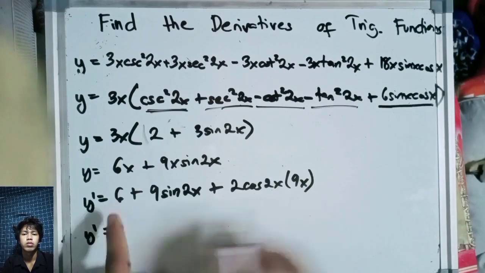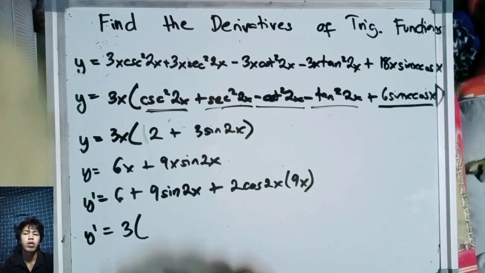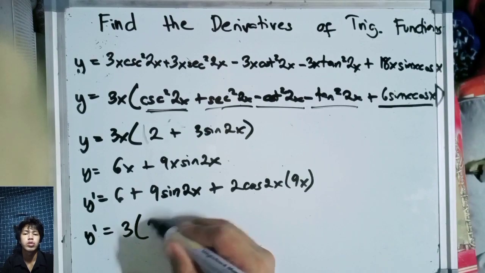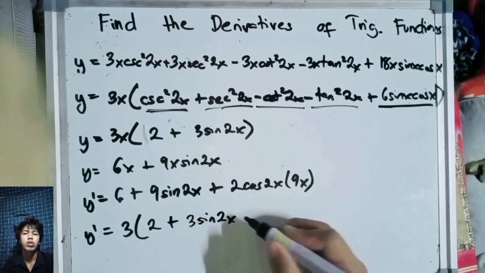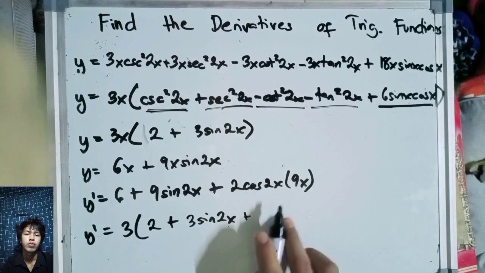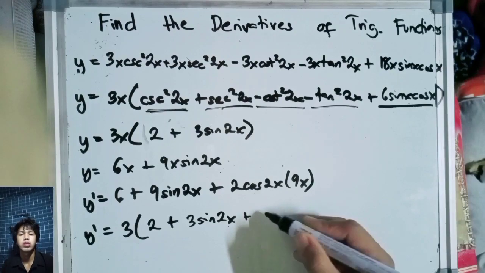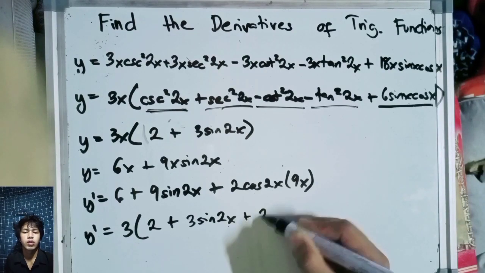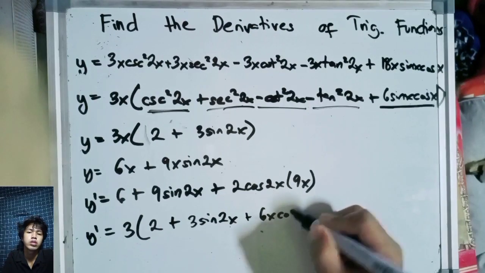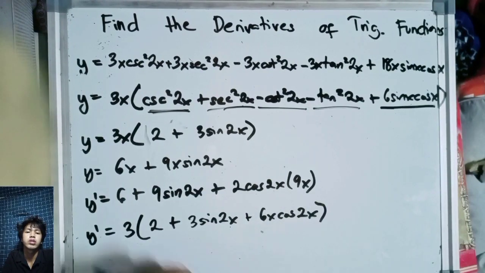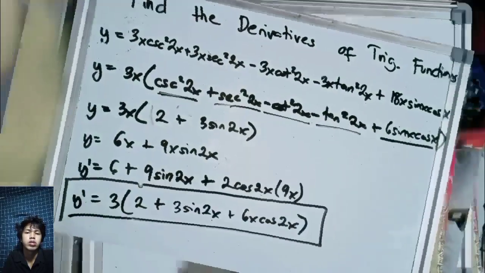We can simplify this further. We can pull out 3 because all of these terms are divisible by 3. So 3 is pulled out. 6 divided by 3 is 2, plus 9 divided by 3 is 3 sine of 2x, plus 2 times 9x divided by 3, which is 3x times 2, is 6x cosine of 2x. And now we have this as our answer for this problem.